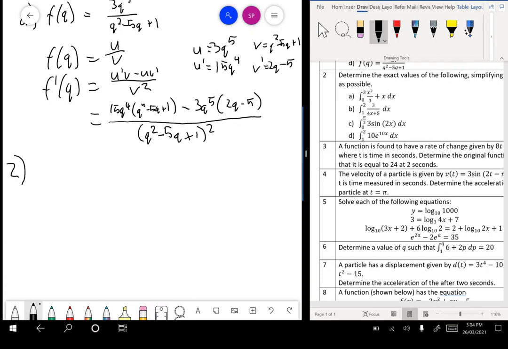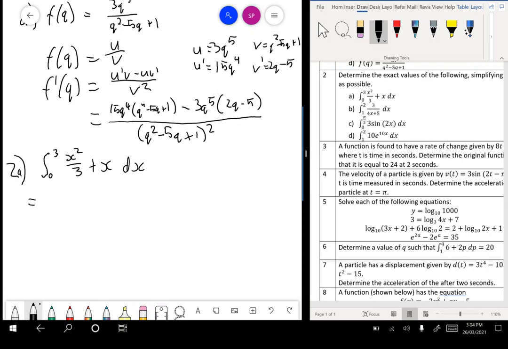Delicious. So 2a. We want to determine the exact value. This one actually says to simplify where possible, so we're going to have to simplify if it asks us to. So 2a, we've got the integral from 0 to 3 of x squared on 3 plus x dx. So that's going to be equal to, let's just jump straight into the integration.